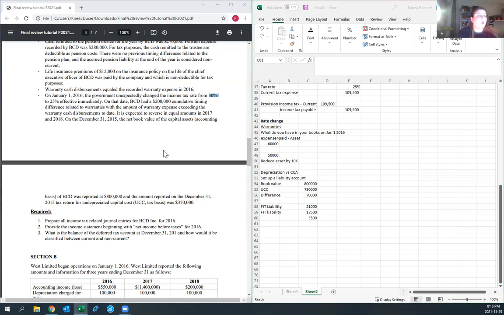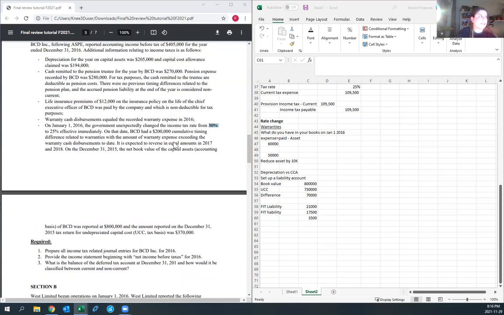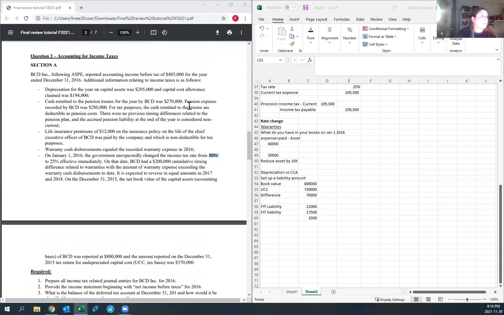And those are the only two accounts that are affected by the change in tax rate, because your pension expense is the first year. In 2016, it's the first year. There was no previous timing differences, so you don't have to care about that. And then life insurance premiums, permanent differences, you don't have to care about that. So your transaction for the rate change is going to be, you're going to come and reduce your future income tax liability.